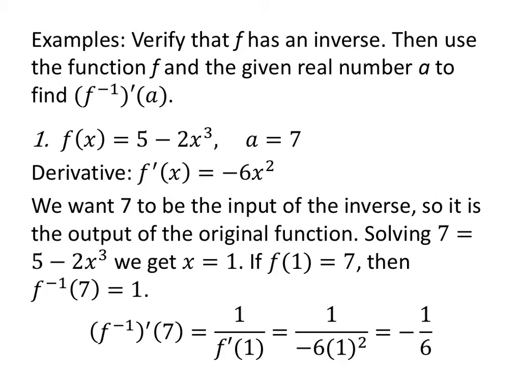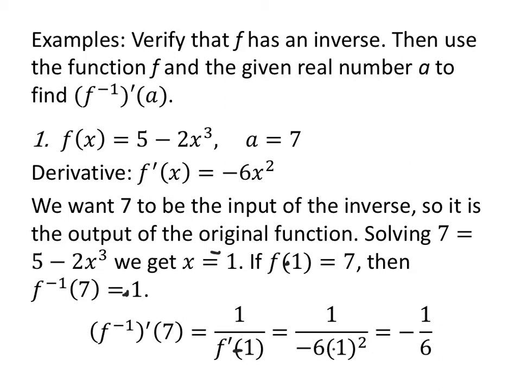If 2 equals negative 2x cubed, we'll divide both sides by negative 2, and we'll get negative 1 equals x cubed. And if we take the cube root, we'll find that x equals negative 1. If f of negative 1 equals 7, then f inverse of 7 equals negative 1. Therefore, the derivative of f inverse at 7 is the reciprocal of the derivative f prime at negative 1.